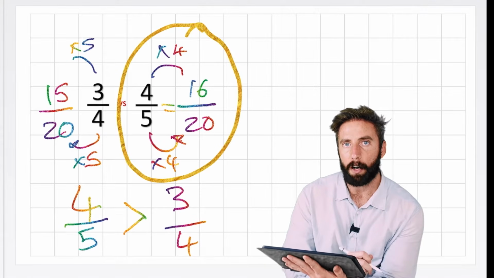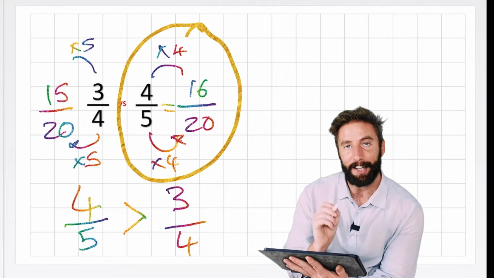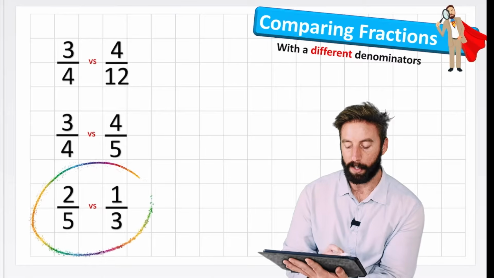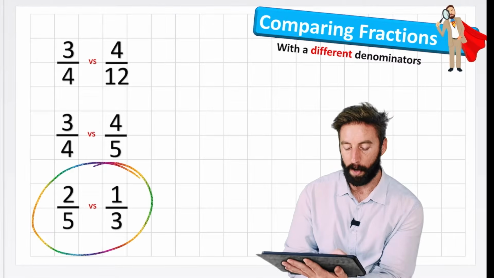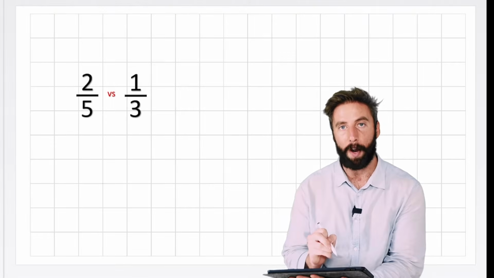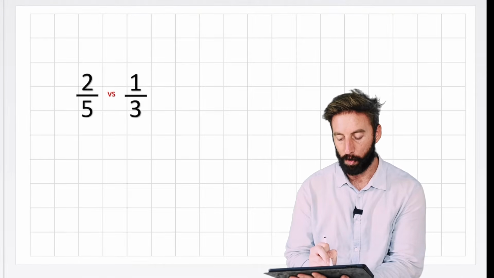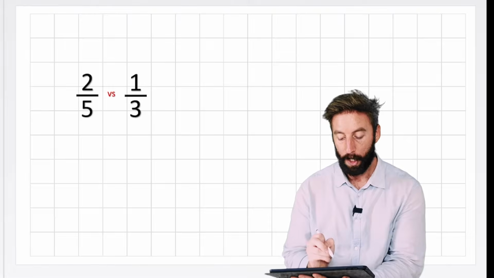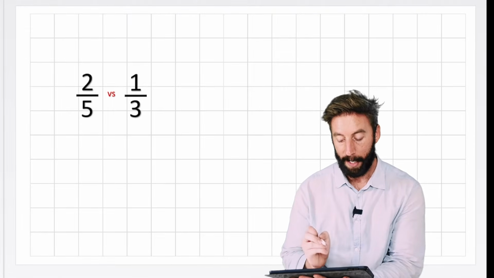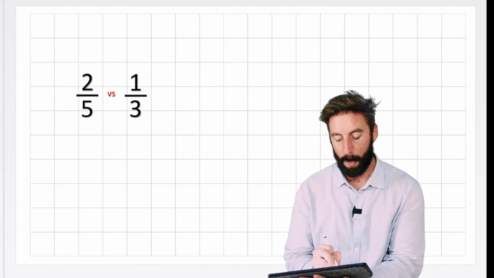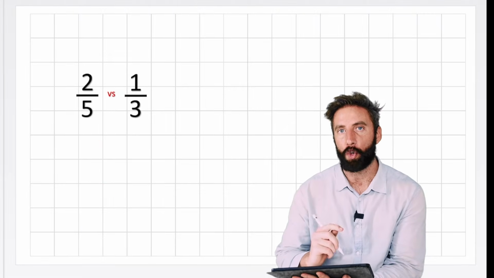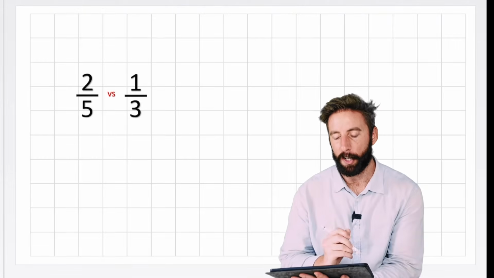Okay, that was slightly harder. We had to find a common factor. Let's look at another way of doing that on question 3. So question 3 is this one, 2/5 versus 1/3. And what I can see straight away is I don't have that obvious relationship between the two numbers. 3 is not in the 5 times table and 5 is not in the 3 times table. So I need to find that common factor again. What I could do is do my multiplication table all the way down until I find a common one, or I can do a little trick. I'm going to show you a little sneaky trick here.